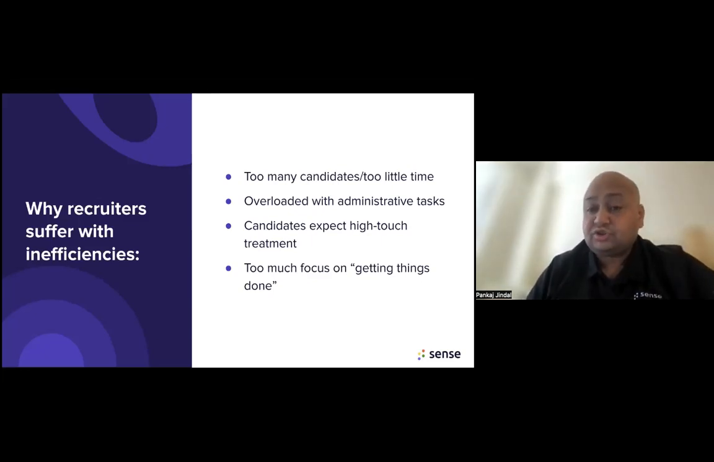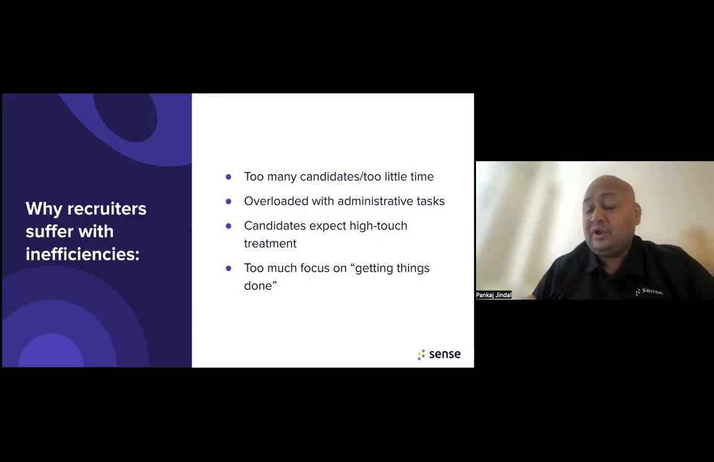Most recruiters also spend a majority of their time overloaded with administrative tasks. They're either just prospecting or keeping the ATS up to date. Instead of nurturing relationships with candidates or customers for that matter, they just have a lot of administrative tasks.